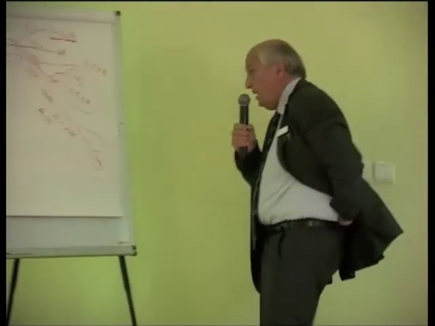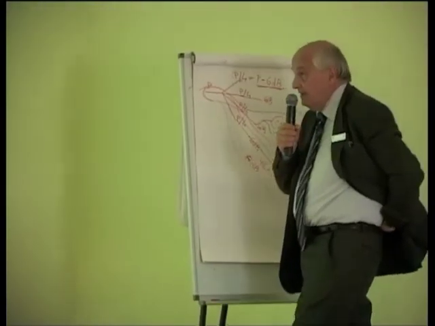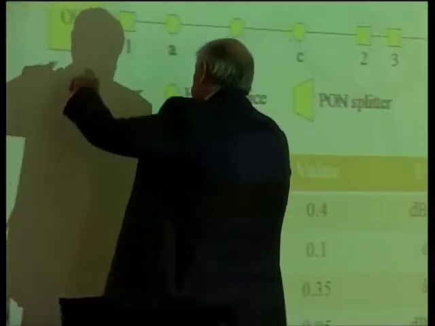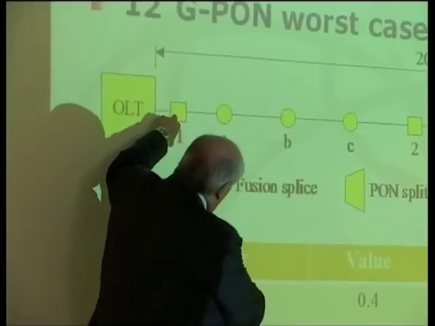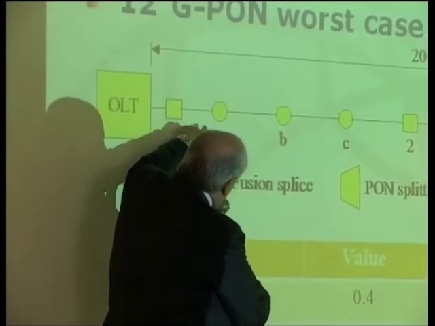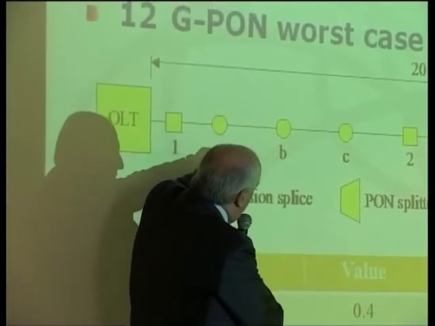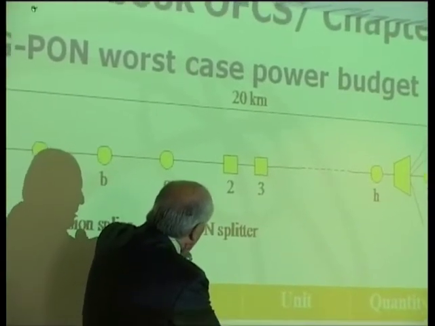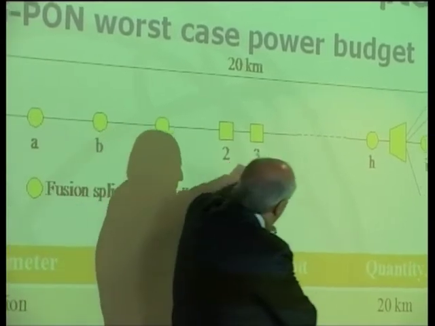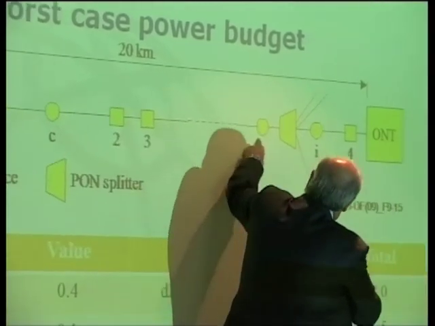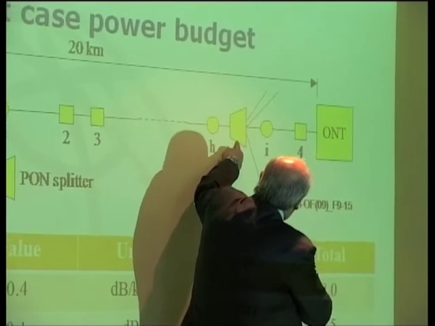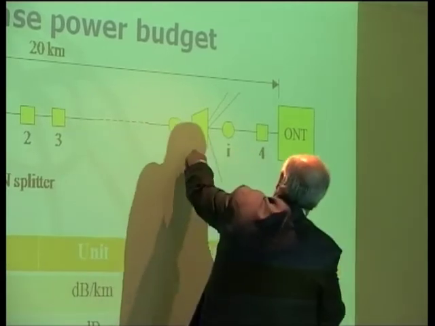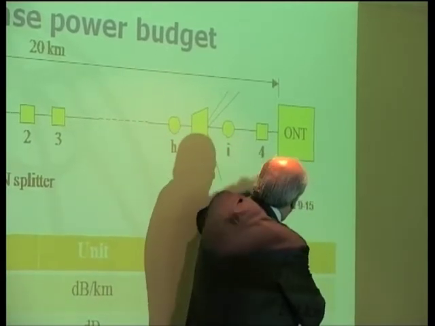How is the plant realized? We start from the optical line terminal, fiber connector on a distribution frame, fusion splice, another fusion splice, another one. We have the splitter, connectors, fusion splice, another splitter. Sorry, this is not the splitter. The splitter is here. Fusion splice, connector.